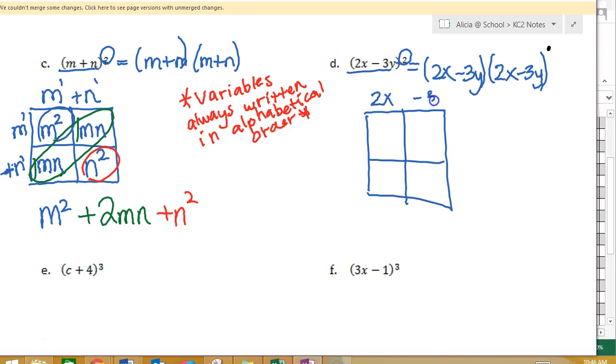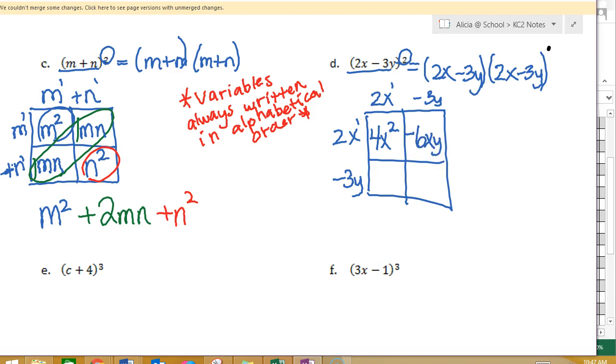2x minus 3y, 2x minus 3y. Make sure you keep each binomial on its own side, and then we multiply. 2x times 2x is 4x squared, remembering those x's have an exponent of 1, so we add those together. 2x times a negative 3y. So 2 times a negative 3 is a negative 6. X times y is just xy.